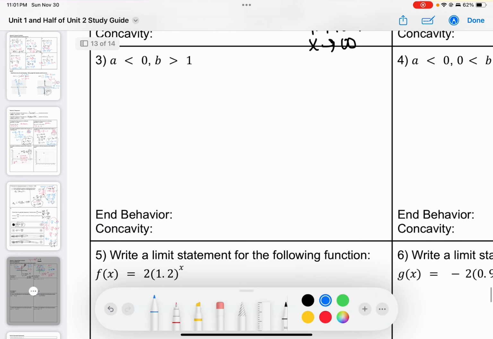All right, this time a is less than 0, so a is negative. That's another way to say this. And b is greater than 1, so it's going to look something like this. Boom, boom. We're going to start in the negatives.